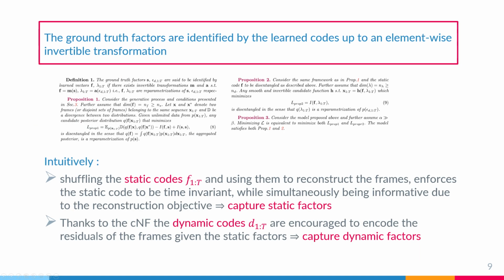In our paper, we show that the ground truth factors are directly identified by the learned codes. Based on our formalism, we outline conditions for achieving a disentangled representation and demonstrate that our proposed ELBO optimizes a bound on these conditions. This means that our approach provides guarantees for disentanglement.